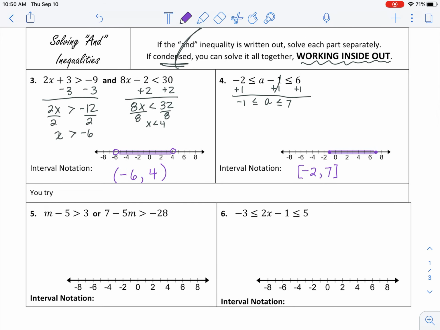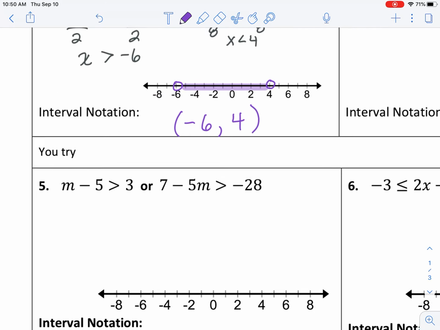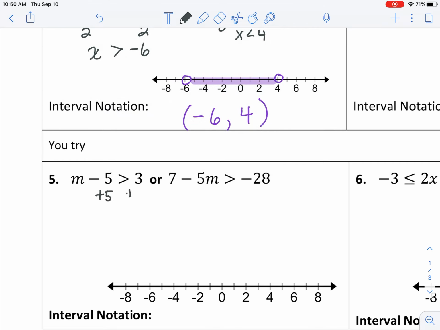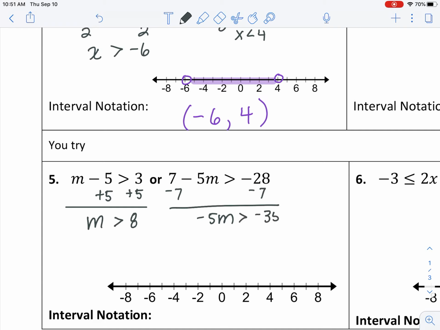Now, you can pause the video and try number 5 and 6, okay, and then turn it back on to see if you got them correct. All right, in number 5, it's an OR, so solve each by themselves. And you would get m is greater than 8. And then the one on the left, subtract 7 from both sides. Get -5m is greater than -35. Divide both sides by -5. And you have to flip your sign because you're dividing both sides by a negative. And you get m is less than 7.